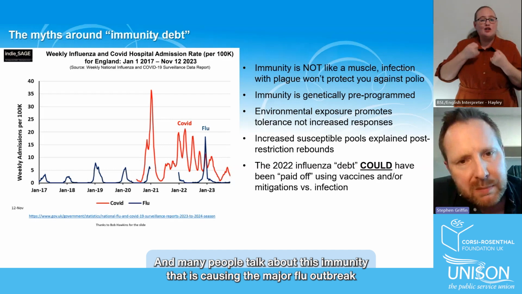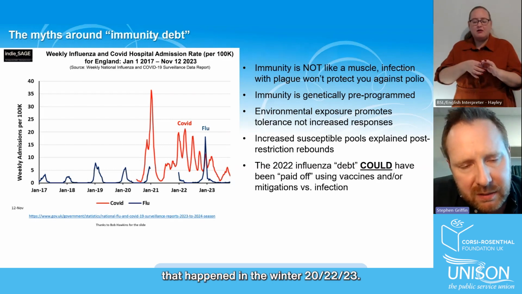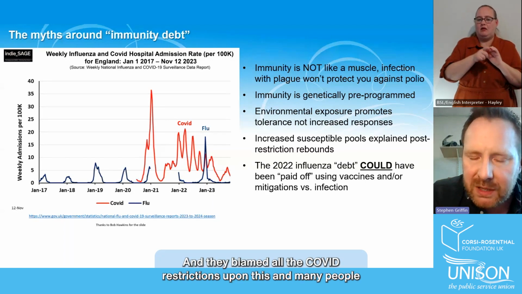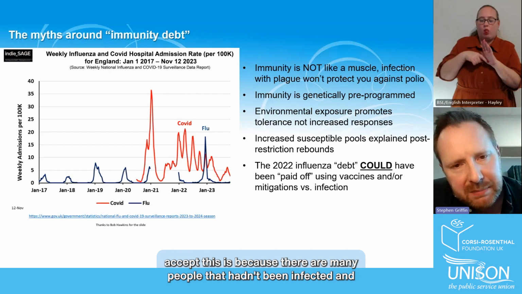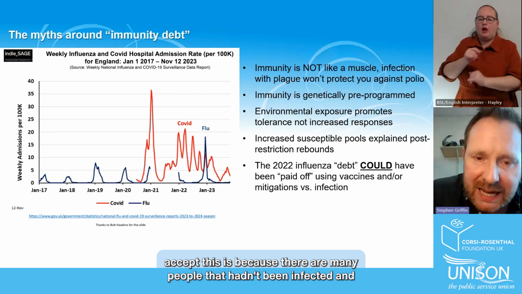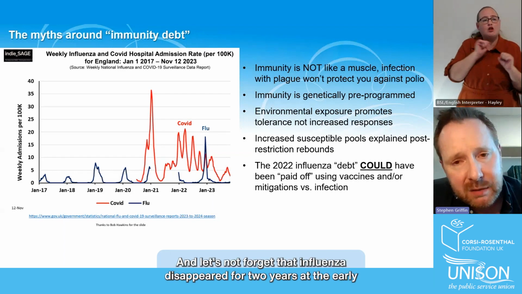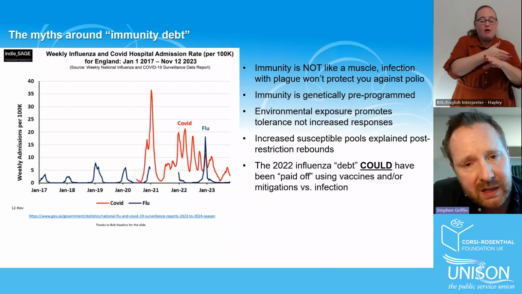And many people talk about this immunity debt as causing the major flu outbreak that happened in the winter of 2022-23, and they blamed all the COVID restrictions upon this. Many people accept that this is because there were many people that hadn't been infected and therefore immunized against influenza. And let's not forget that influenza disappeared for 2 years at the early phase of the pandemic.